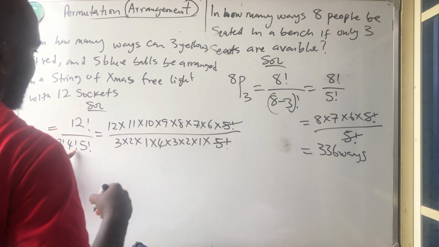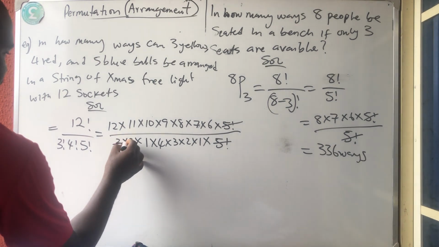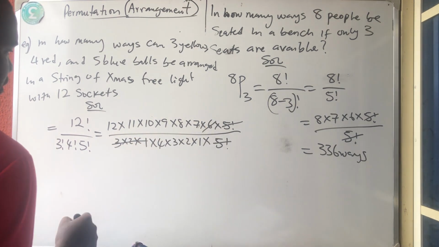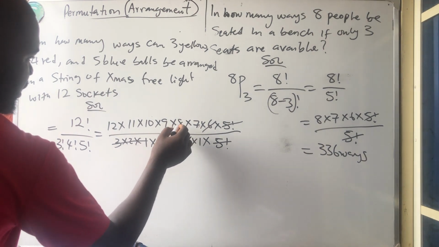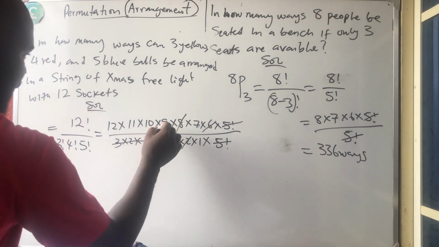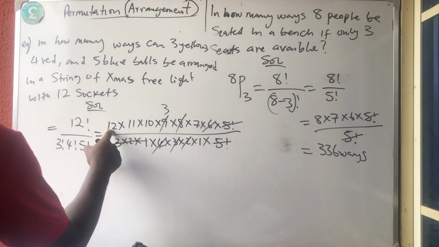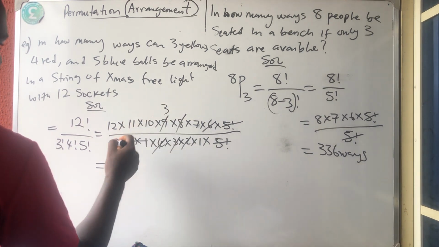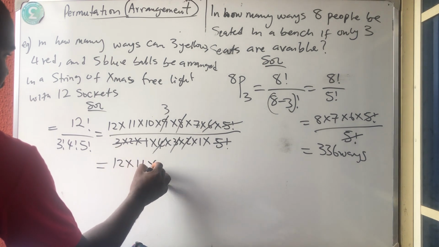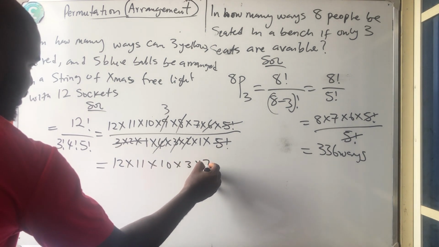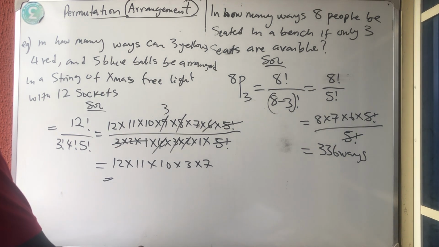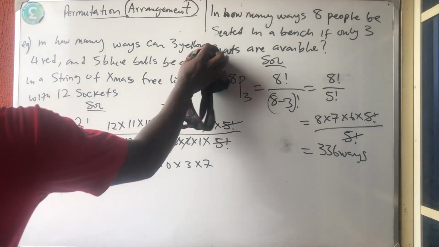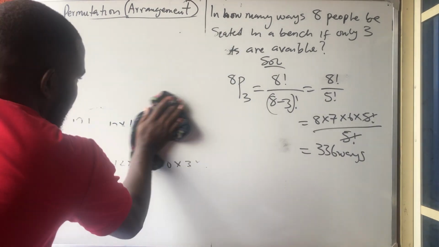So that 5 factorial can cancel 5 factorial. I'm having 3 times 2 is 6, this is cancelling this. 4 times 2 is 8, it's cancelling this 8. 3 will cancel here to have 3. So I'm left with 12 times 11 times 10 times 3 times 7. So my answer becomes, so just find the solution, and then that is that. I can clean here. Let me give you another example so that you understand this one.